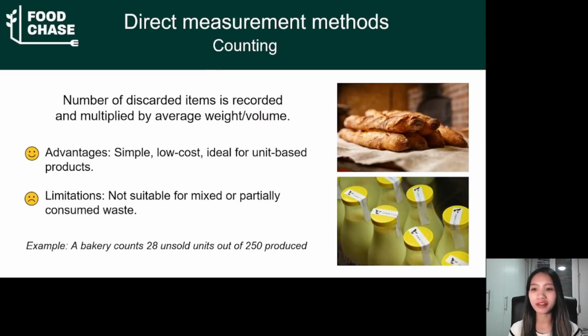Counting is another very simple method of this category. Here, the number of discarded items is recorded and multiplied by average weight or volume. This method is simple and low cost and is particularly suitable for food that is stored in separate units. However, it is not suitable for mixed or partially consumed waste. For example, a bakery counts 28 unsold units out of 250 produced units.